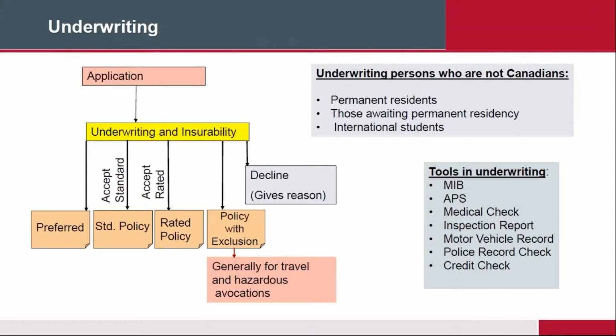Okay, underwriting persons who are not Canadians is something, of course, that you're going to come across. Many of you are probably new immigrants into Canada, and you're going to come across this kind of situation. So underwriting a permanent resident, not a problem. Okay, if they have a permanent resident card, I believe they have a 9 number. That's not an issue.